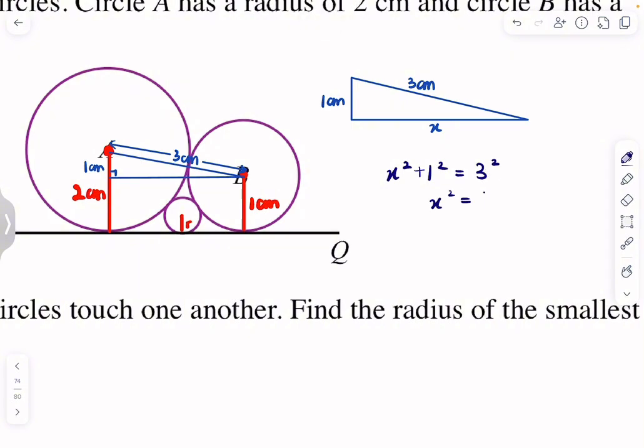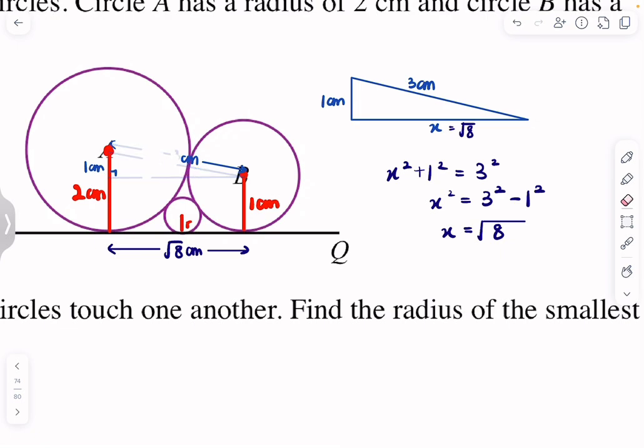So x square will be 3 square minus 1 square. Therefore, x will be square root of 3 square is 9, 1 square is 1, 9 minus 1 is 8. So this x is surd 8. That means from here to here, the length is surd 8. Okay, because this length is this length, surd 8. Right.